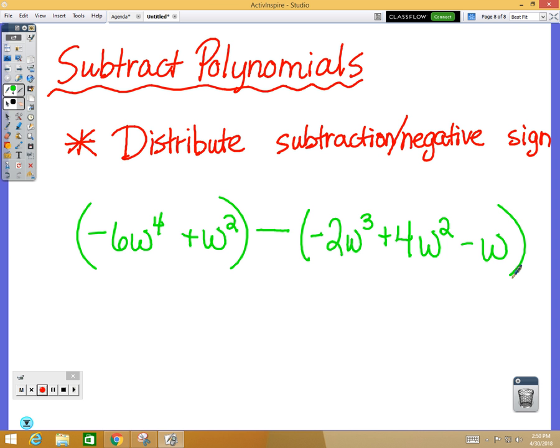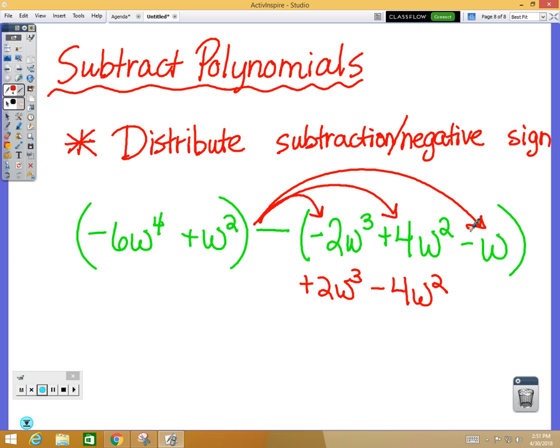Okay, so we have a binomial minus a trinomial. But before I do anything, I need to distribute this minus sign. Meaning, I'm going to do a negative times a negative, which makes it a positive 2w cubed. A negative times a positive, which makes this a negative 4w squared. And a negative times a negative, which makes it a positive w. So you have to do that distributing first, and now you're combining like terms.